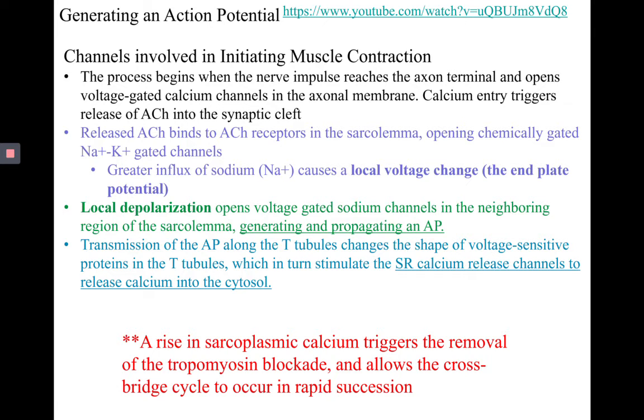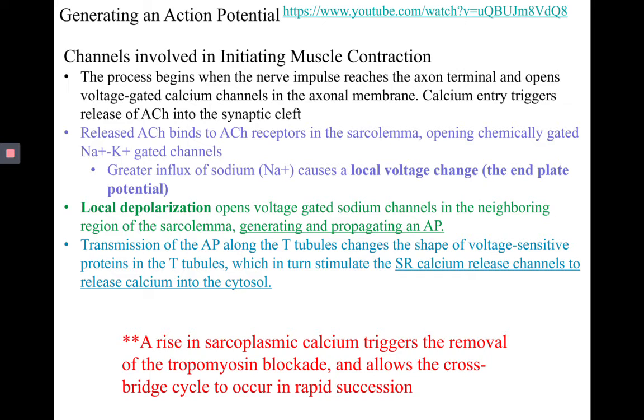So the transmission of the action potential along the rest of the sarcolemma and to the T tubules is going to cause sodium and potassium channels along the sarcolemma to open, but eventually is going to allow this action potential to reach the T tubules. And inside the T tubules is a voltage-sensitive protein, and when that voltage-sensitive protein comes into contact with a voltage, it stimulates the opening of this voltage-sensitive protein, which is a channel, and causes the release of sarcoplasmic reticular calcium into the sarcoplasm.